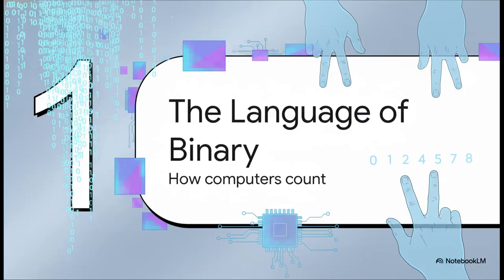But what kind of numbers are we talking about? See, we humans are used to our base 10 system, with digits 0 through 9. Computers, though, they use a language that is way, way simpler. To really get what a computer sees, we've got to learn to speak its native language, binary.